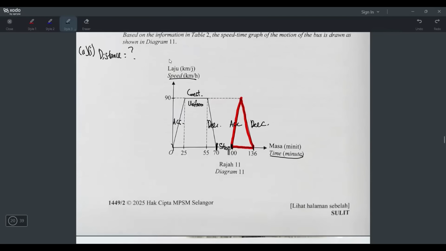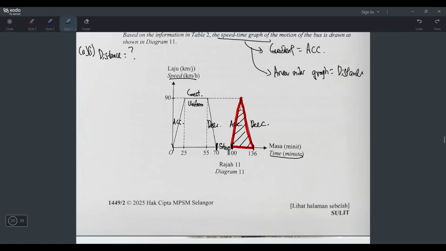Okay, this is a speed time graph. For a speed time graph, you need to know two things. The gradient of the graph will give you the acceleration, and the area under the graph will give you the distance. Okay, the area of the graph will give you the distance traveled. So if I want to find the distance for the last 36 minutes, we simply find the area under the graph. It means we find the area of this triangle. Okay, but how to find the area of the triangle?